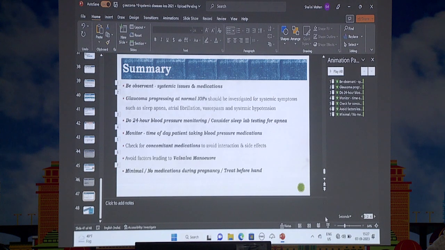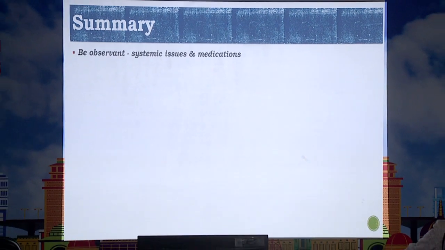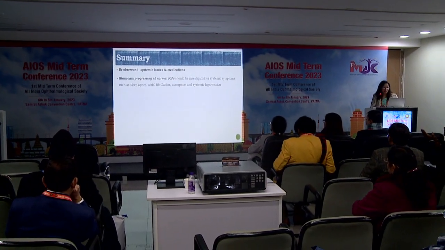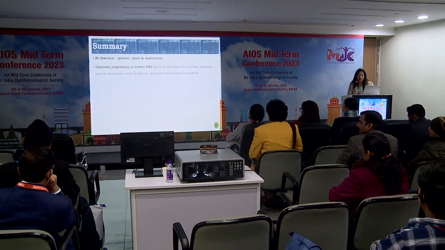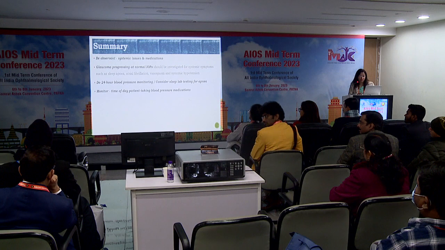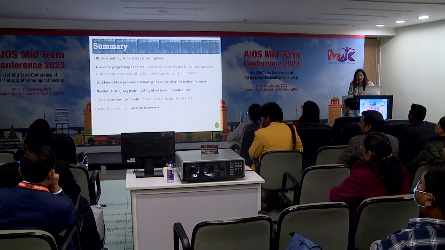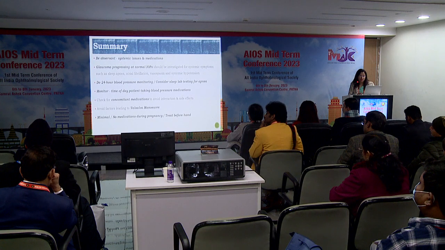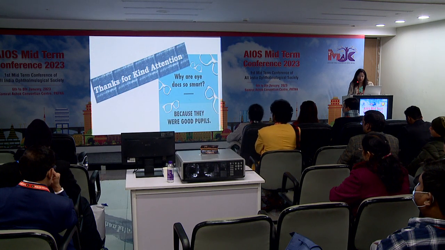So to summarize, we need to be observant about systemic issues and medications. Glaucoma that is progressive despite normal intraocular pressure should be investigated for certain systemic medications. Sometimes 24-hour blood pressure monitoring is very important, and check for concomitant medication. Certain factors should also be considered, like patients doing the Valsalva maneuver. And regarding pregnancy, I would like to highlight that you should treat beforehand, before the patient gets pregnant. Thank you so much for your kind attention.